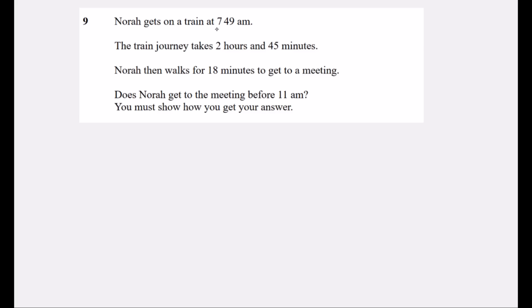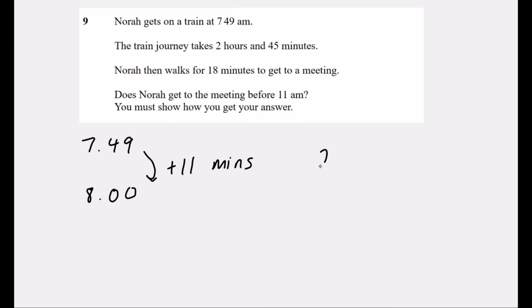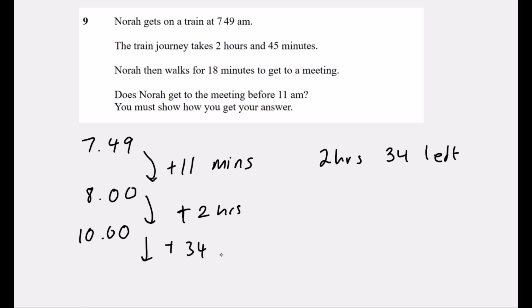So let's work it out. So 7:49 in the morning. How many minutes to get to 8 o'clock? We need 11 minutes. So if we add on 11 minutes, we'll get to 8 a.m. Then 45 take away 11 is 34. So there's 2 hours, 34 left. So let's add on 2 hours, which will be 10 a.m. And then add on the 34 minutes, which is 10:34. So she's off the train at 10:34.